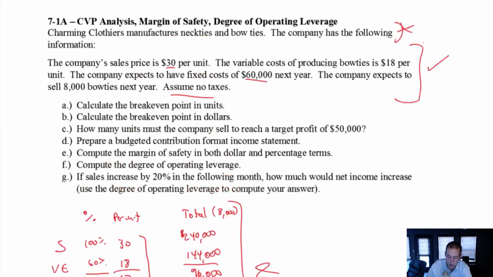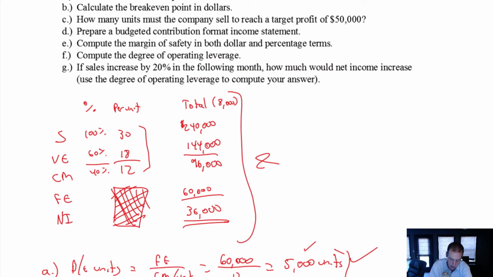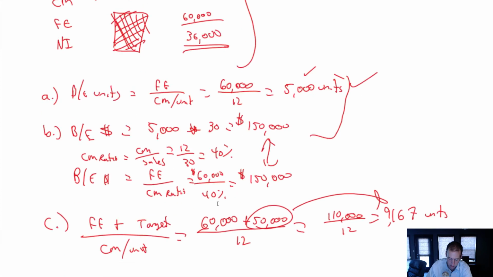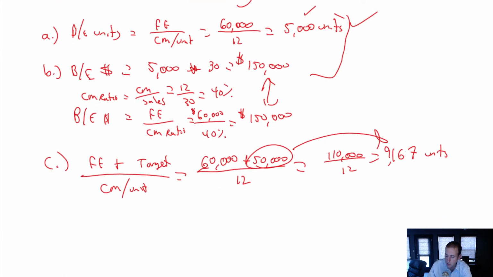I'm only budgeting to sell 8,000 units. At 8,000 units, I make 36,000, as you can see. If I change that number up there to 9167 and change all the numbers beneath, you'll see I make my target profit, slightly over because I round it up here.